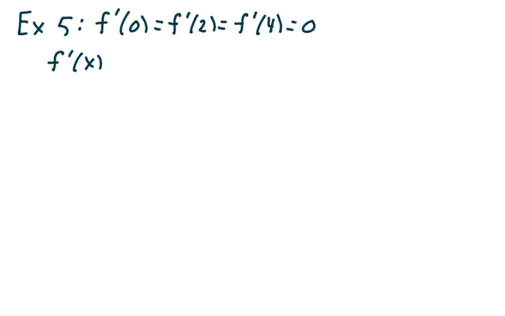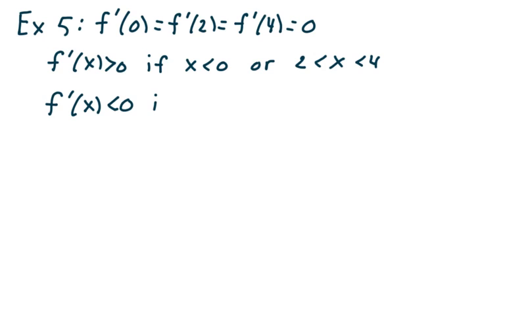Now f prime of x is positive if x is less than 0 or x is between 2 and 4. So f is increasing. F prime of x is negative if x is less than 2 and greater than 0, or x is bigger than 4. So it's decreasing on those intervals.